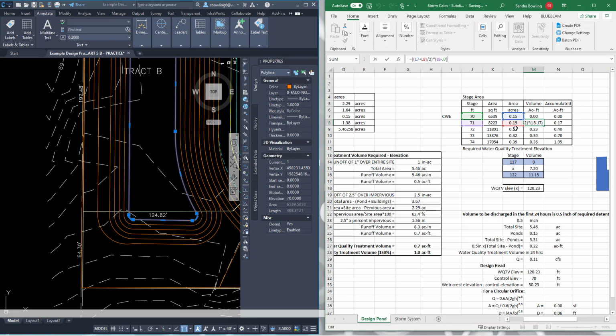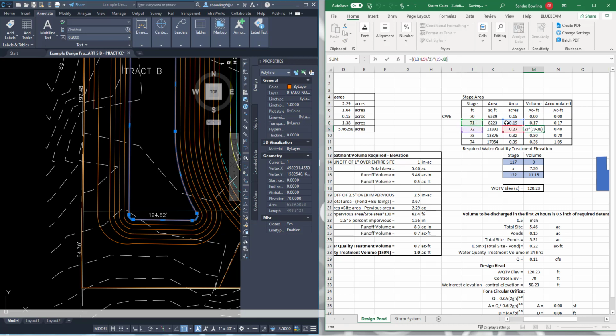So I take the two areas that are on top of one another, 70 and 71, and then I multiply it by the distance between the two contours, the 1 foot. That might seem like a kind of stupid equation, because I know that there's only 1 foot, but sometimes I do things in multiple feet increments, like 71 to 74. So then it would be multiplied by 4 feet. But this one's 1 by 1.